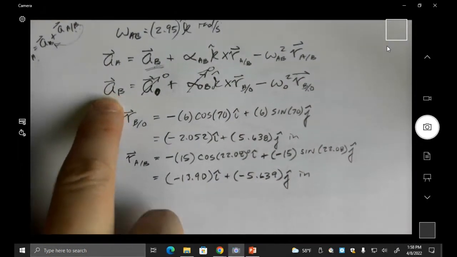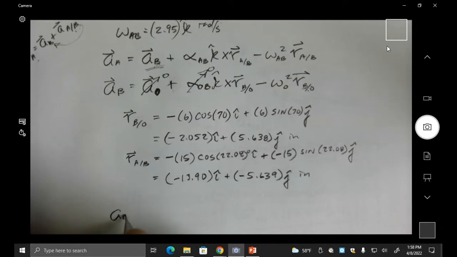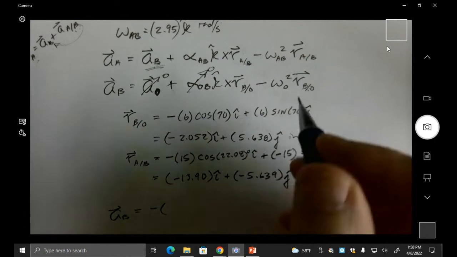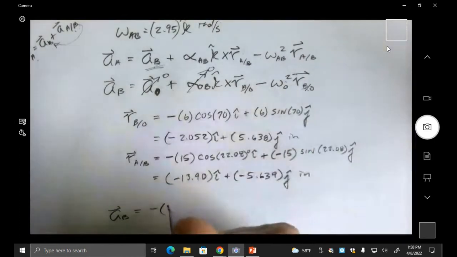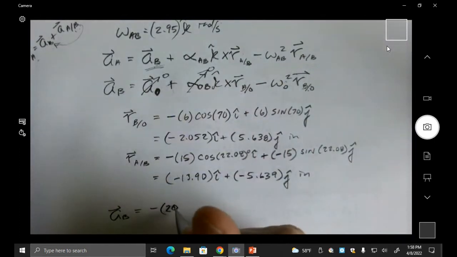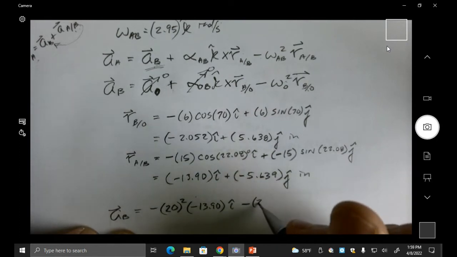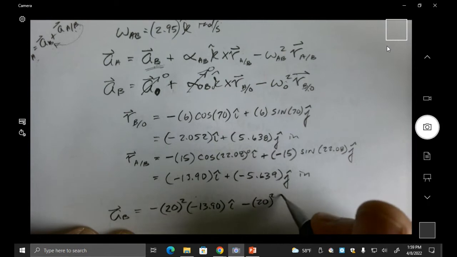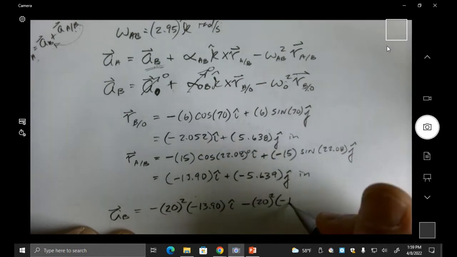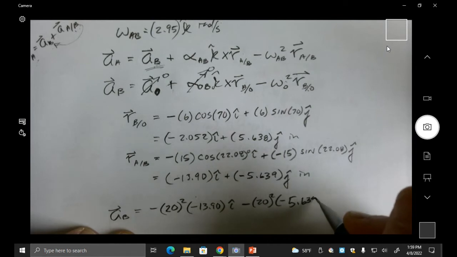So we start with our acceleration at B, which is going to be negative omega squared, which is 20 squared, times our negative 13.90, and minus 20 squared times our negative 5.639.